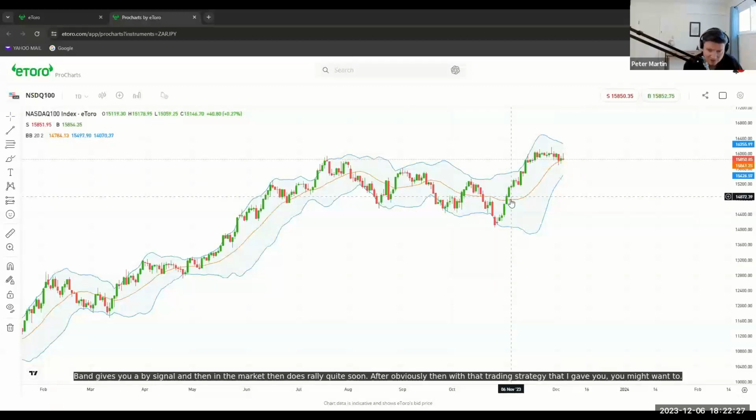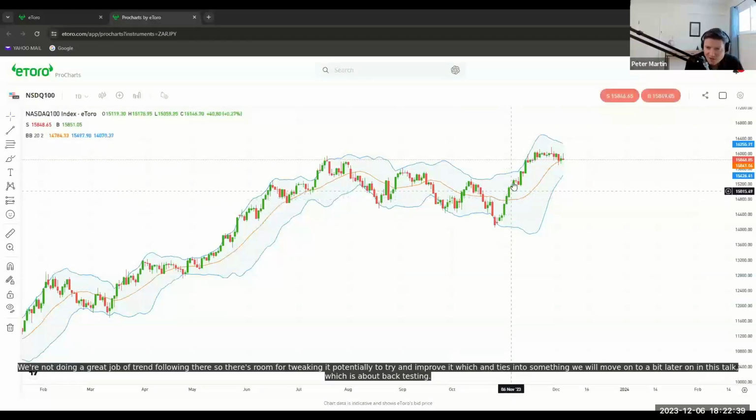quite soon after. Obviously, with that trading strategy that I gave you, you might want to tweak it and say that, if my exit strategy is when it crosses the moving average in the middle, that cuts out most of my profit, and we're not doing a great job of trend following there. So there's room for tweaking it potentially to try and improve it, which ties into something we will move on to a bit later on in this talk, which is about backtesting.